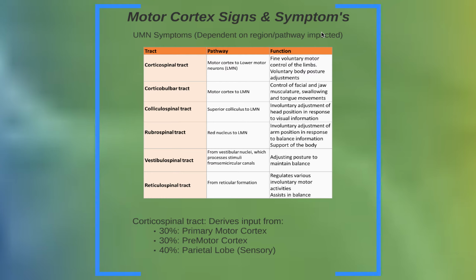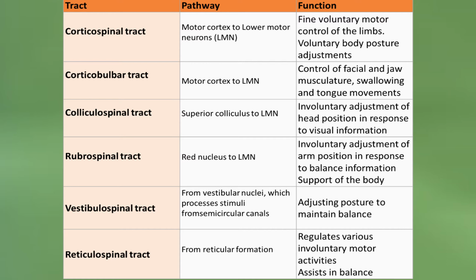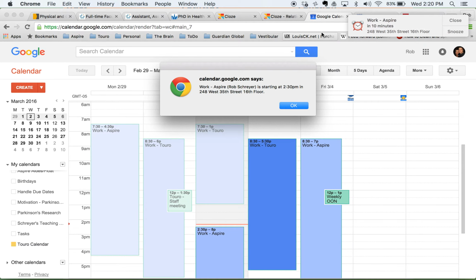So how does all this information get down to the muscle? Well, this all occurs through the brainstem and the spinal cord, and it occurs through our tracts as they pass through the spinal cord. Without going into detail on these tracts right now, it is important to be able to note the pathway as well as the function for these tracts. Most notably the corticospinal tract, which goes right from the motor cortex to the lower motor neurons, and is essentially in control of fine voluntary motor for the limbs, voluntary body posture, and adjustments of that voluntary body posture.